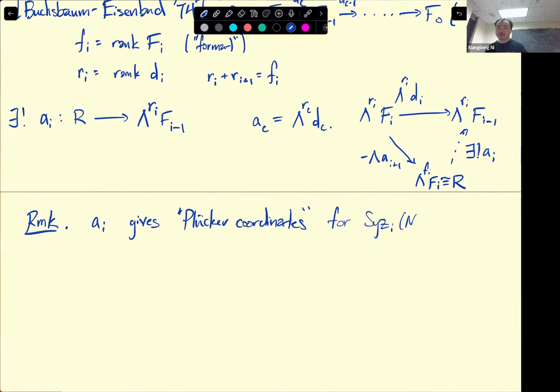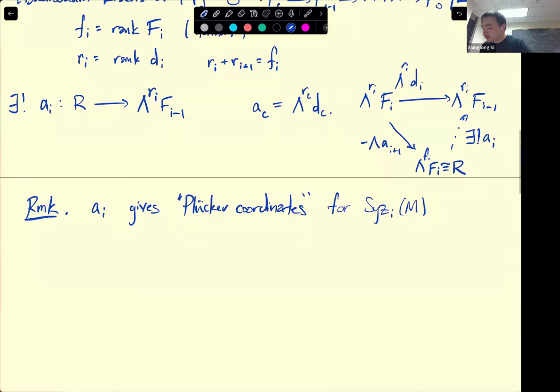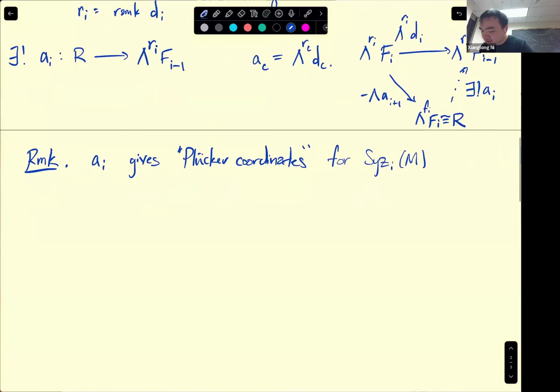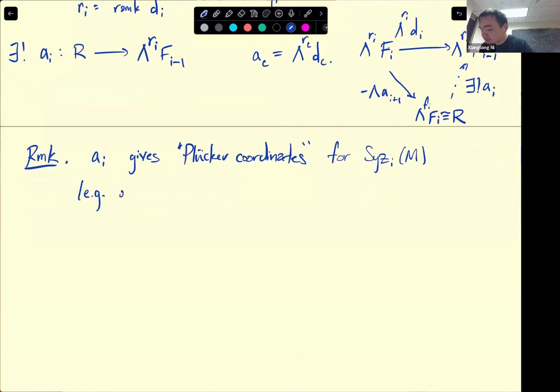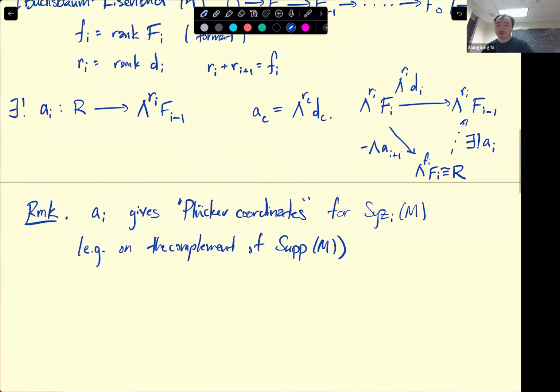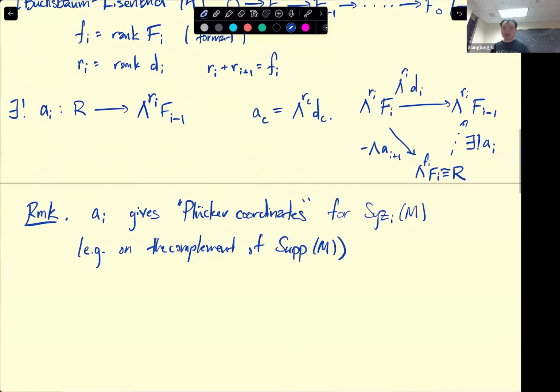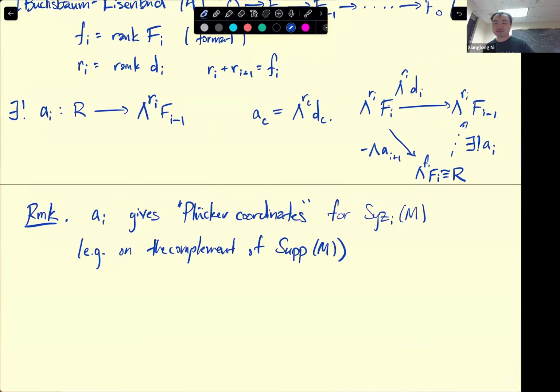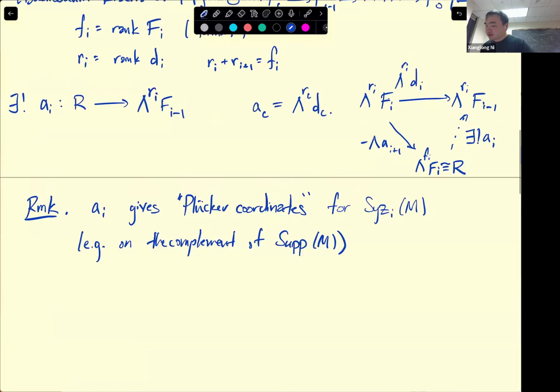And I put this in quotes because, as written, this statement is not literally true, because I don't know what it means to talk about the Plücker coordinates for the syzygy module, but at least this is true on the nose, for instance, on the complement of I_M, because then it's just a split exact complex, and then the syzygy module is just a direct summand, and then this is true, with no fine print. This is just a true statement. Okay.